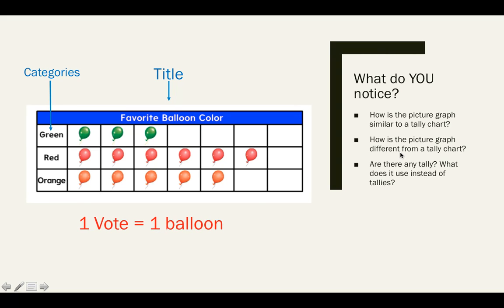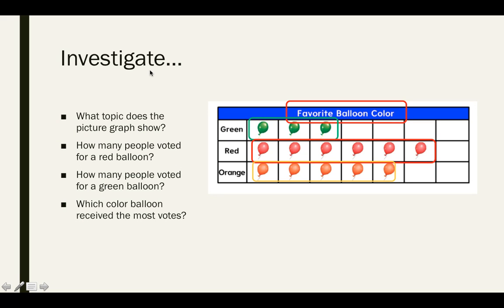How is a picture graph different from the tally mark chart? Well, first of all, there's pictures, right? The tally marks only have lines to mark. Are there any tally marks in this graph? No. What does it use instead of tallies? Pictures, you're right. Now investigate. Let's think about this. What topic does a picture graph show? Favorite balloon color. That's right.